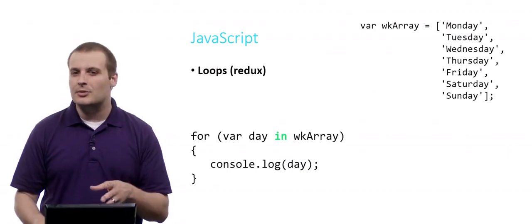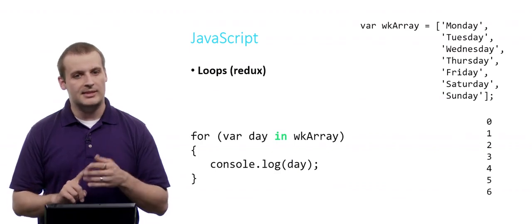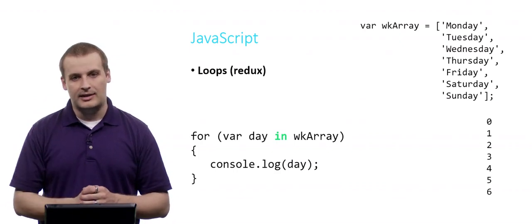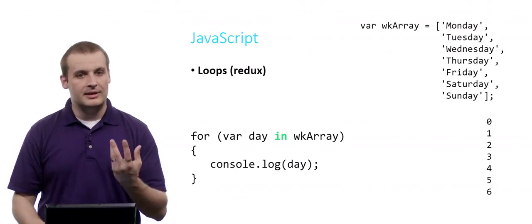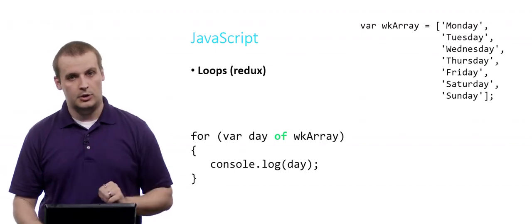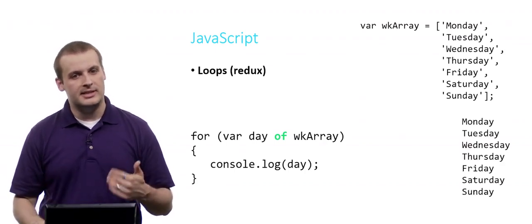Well, in this array, there's really no keys. There's a bunch of indices. So this would print out 0, 1, 2, 3, 4, 5, 6, because there are 7 elements of my array, and I'm logging which element I'm talking about. If I wanted to print out the days instead, I would use a for of loop, and I would get the following printed out to the console: Monday, Tuesday, Wednesday, Thursday, Friday, Saturday, Sunday.